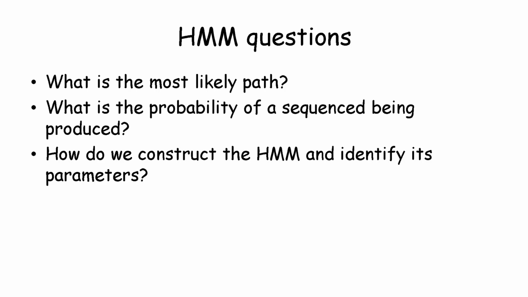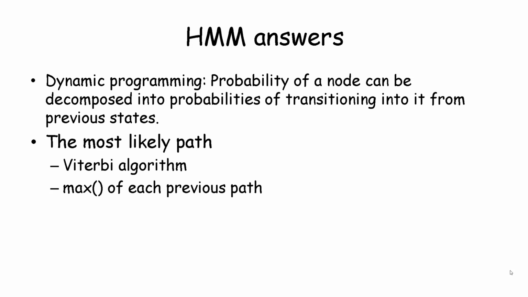I'd like to point out that the same sequence can be produced from multiple paths, so we would need to add up the probabilities of all the paths that produce the sequence. And finally, how can we actually construct the HMM and identify the transition and emission probabilities from a multiple sequence alignment? It should not surprise you to learn that these questions can be answered using dynamic programming. We can use dynamic programming because the probability of a node can be decomposed into probabilities of transitioning into it from one of the previous nodes.